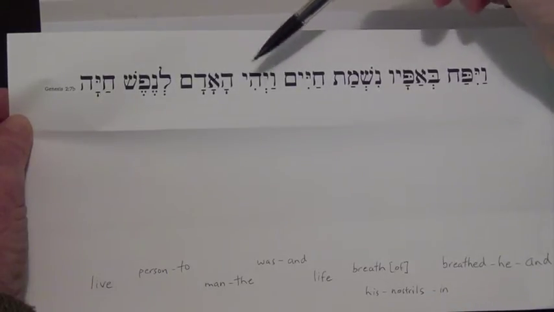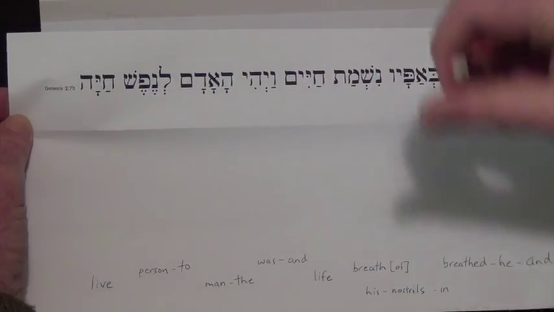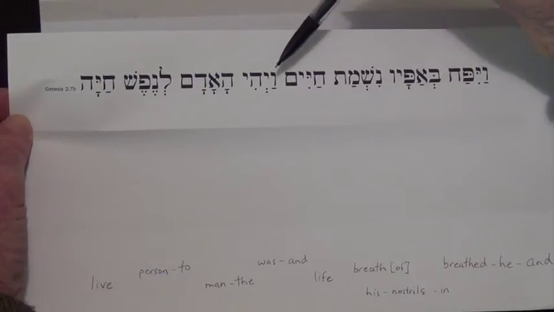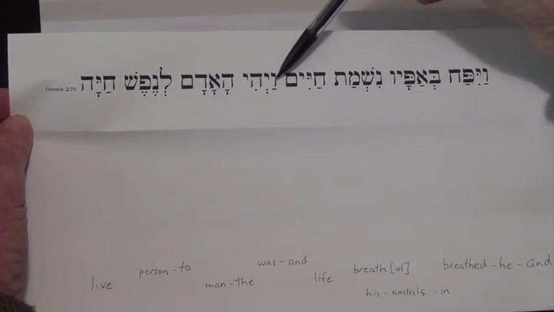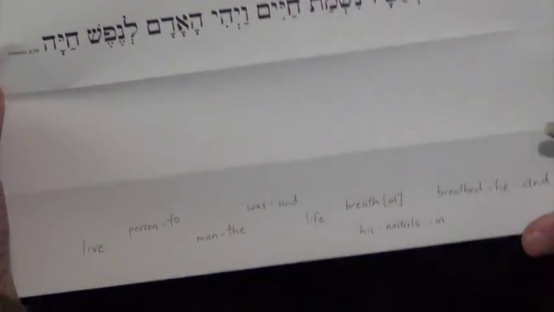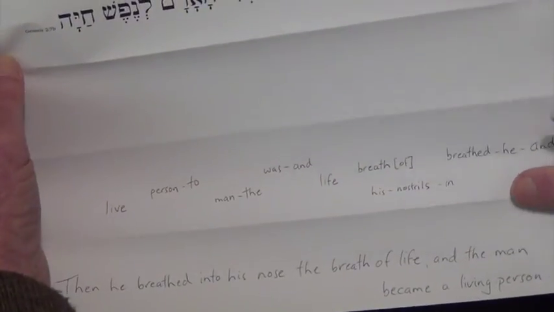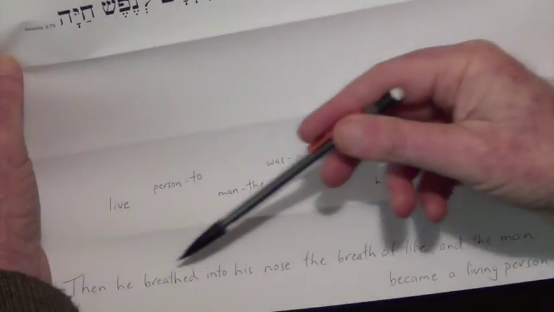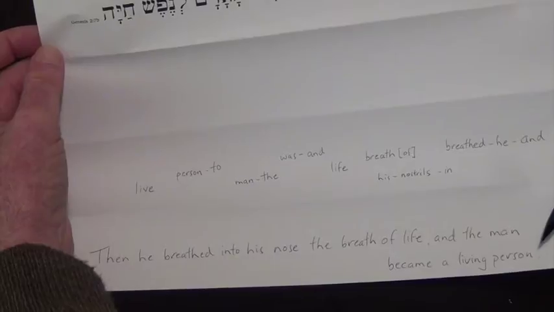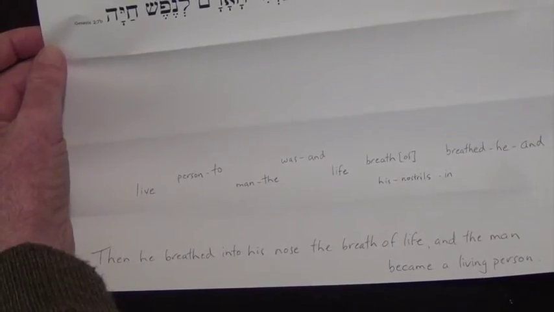They say he was to. The old King James Bible would have translated this unto, but using these two words together, it corresponds to what in English we would say became. The man became a living person. Then he breathed into his nose the breath of life, and the man became a living person.